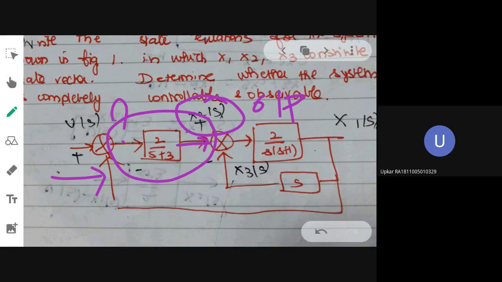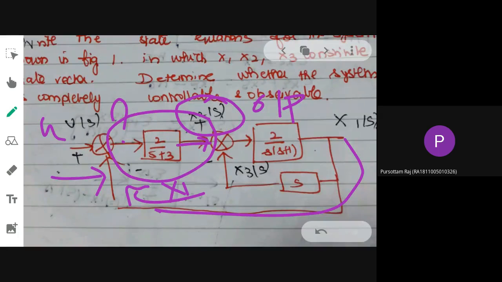At this point there are two incoming signals. What is the output coming from the summer? Here you have U. Here, what signal is coming? X1. So if you subtract, what will be the answer at this particular point? U minus X1. Understood? Yes, ma'am. Okay, so redraw the block diagram separately.